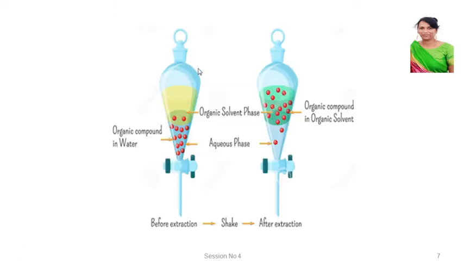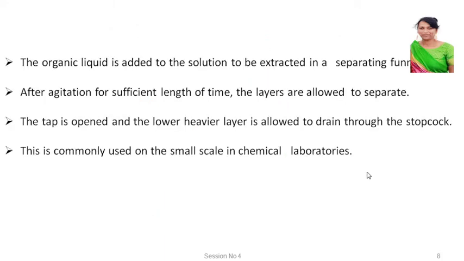Look at this. This is a separatory funnel. It will be of glass with a stopper and a tap here. And you'll have 2 immiscible liquids and the solute particles which can distribute itself between the 2 immiscible liquids. The condition is distribution ratio should be greater in one compared to other. That is batch extraction.